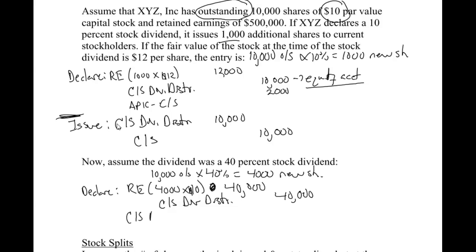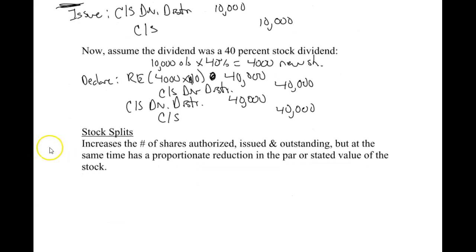And then when we distribute it, we're going to take this account back off the books, just like we did in the first journal entry up top, in the small stock dividend, and we're going to issue the common stock at par value. All right, so that's your difference between your large and your small stock dividend.